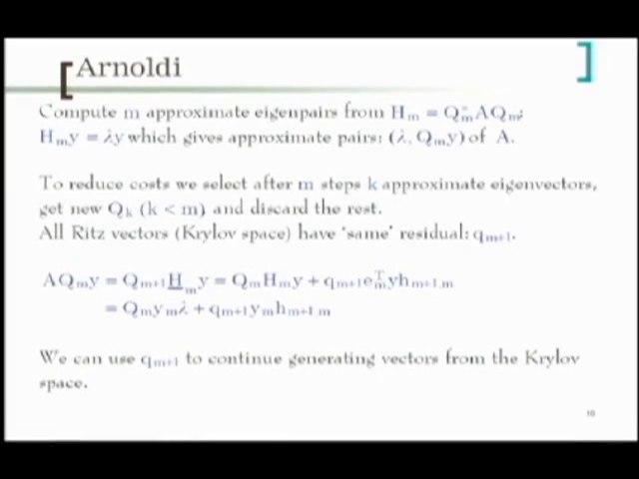Okay, so after we've done this, we compute m approximate eigenpairs by solving this small eigenvalue problem. Then lambda and the q and y are the approximate eigenvalues and eigenvectors of A. They're called Ritz values or Ritz vectors because of the Ritz approximation. So to reduce cost, we don't just keep making m larger, but we do m steps and then find k approximate eigenvectors.